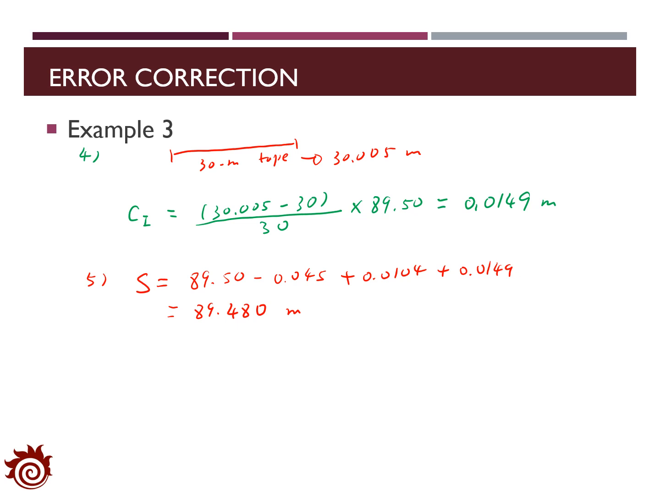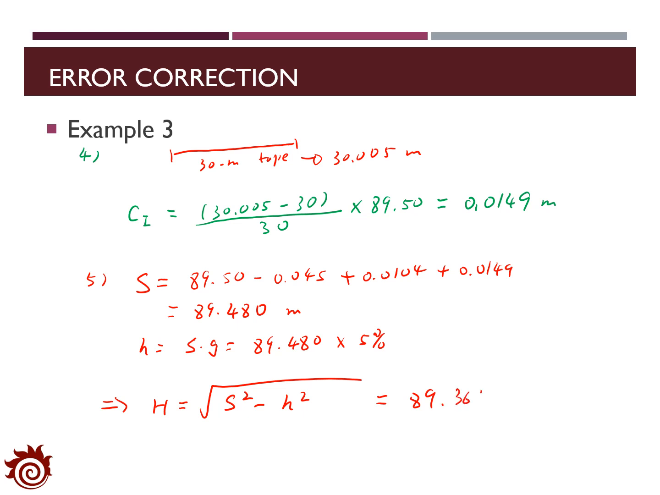And we also want to find the horizontal distance. So with that, we need to first identify the vertical distance, which will be the sloping distance times the gradient, that is 89.480 times 5%. And with these two values, we can find the true horizontal distance. That is the square root of s squared minus h squared. It will give you the value as 89.368 meters. So this would be our final answer for the horizontal distance in this problem.